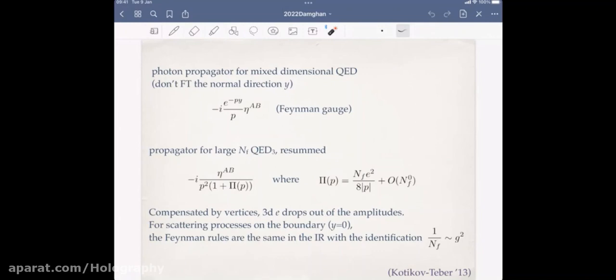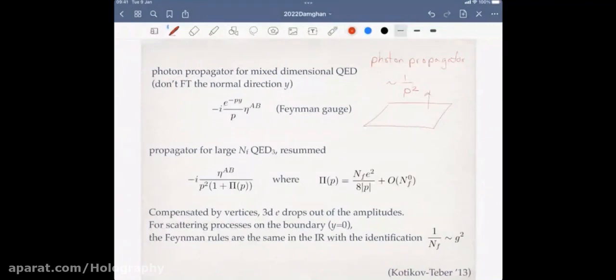So, the photon propagator for mixed dimensional QED. What I want to do is understand how the electrons will scatter off each other by integrating out the bulk physics for the photon. One way to do that is to think about a Fourier transform. Typically the photon propagator in 4 dimensions, or actually in any dimension, is going to go as 1 over p squared. But now, because I've lost translation invariance normal to the boundary, so I just have my boundary, and then there's a normal direction here.